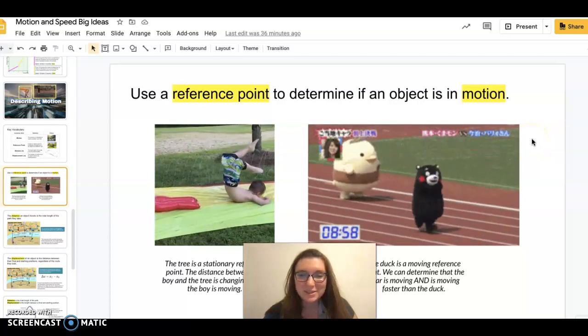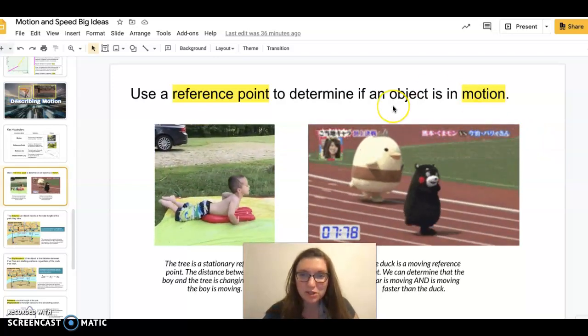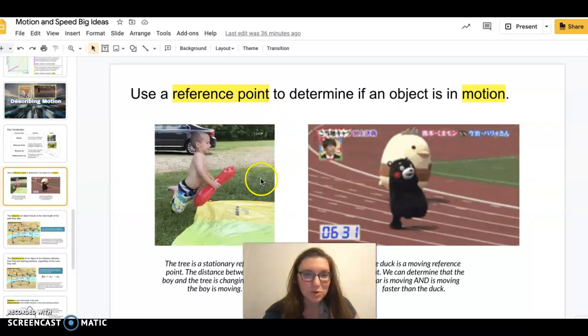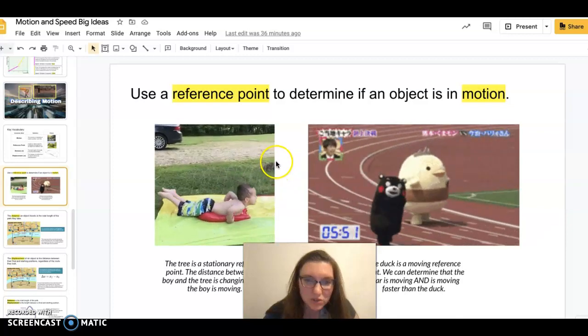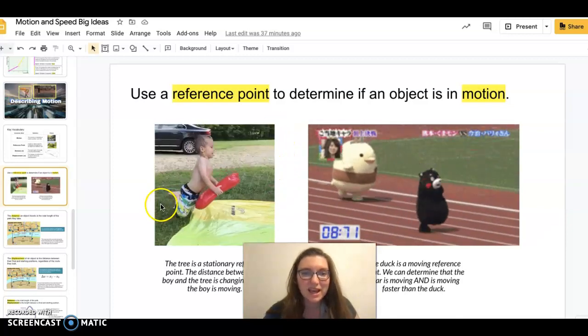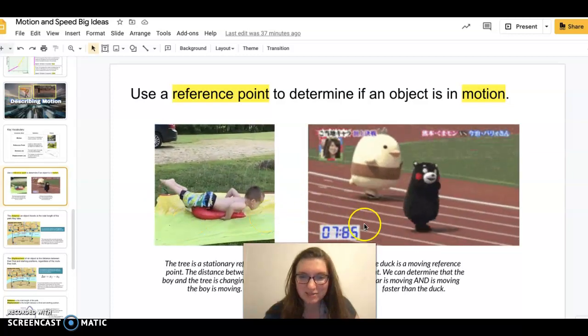Okay, so this is where we left off. You can use a reference point to determine if an object is in motion. Where is it in comparison to that reference point? In this case, you could use this tree that's coming up as a reference point, or you could use this red cushy thing as a reference point.